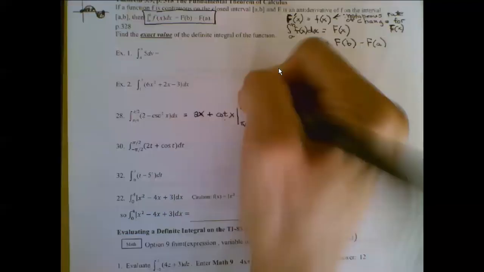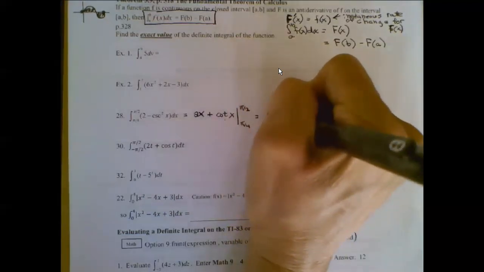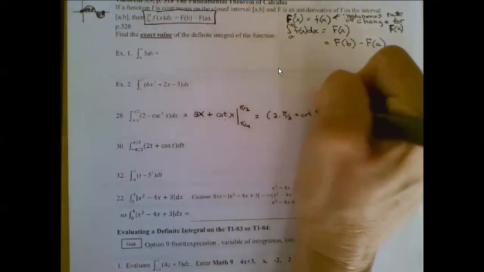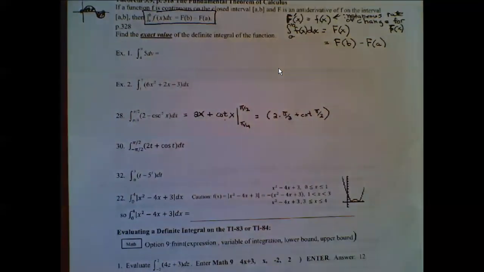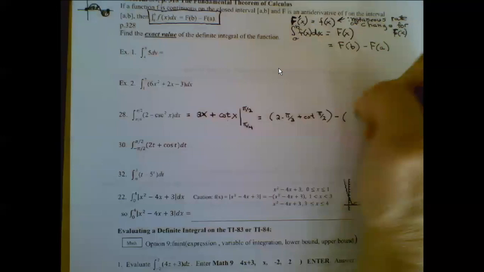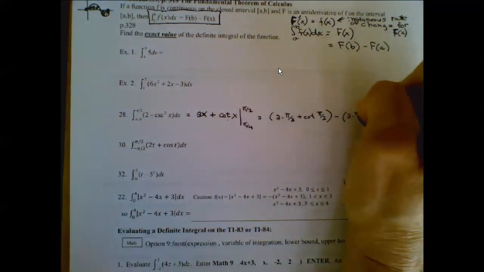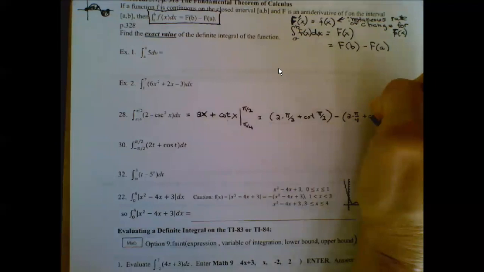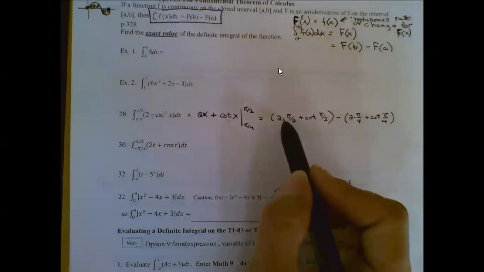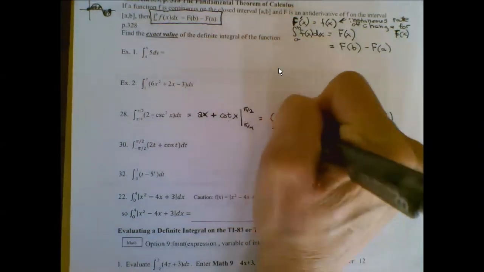limit. So that would be 2 times pi over 2 plus cotangent of pi over 2. Make sure you use parentheses for that. Minus what you get when you plug pi over 4 into the antiderivative. 2 times pi over 4 plus cotangent of pi over 4. All right, 2 times pi over 2 is just pi.